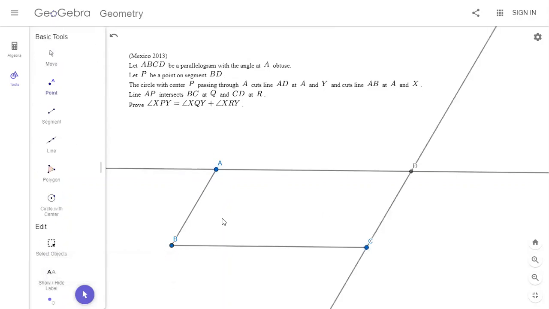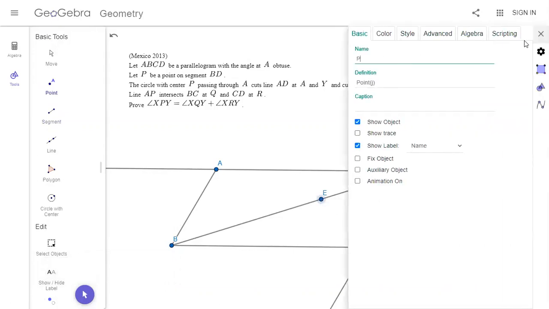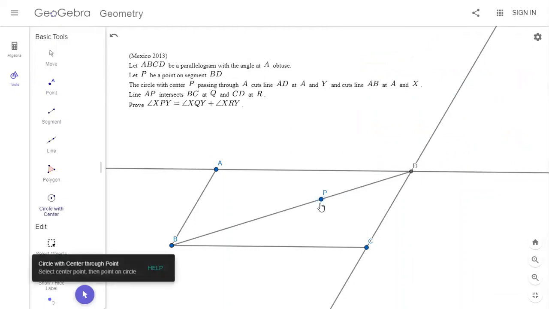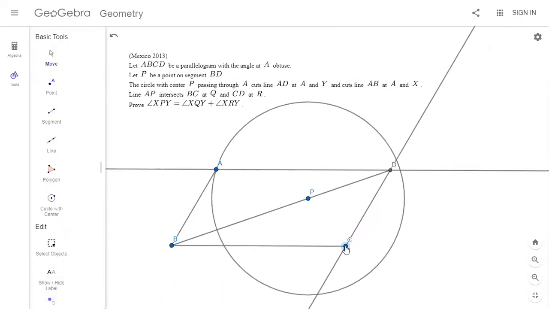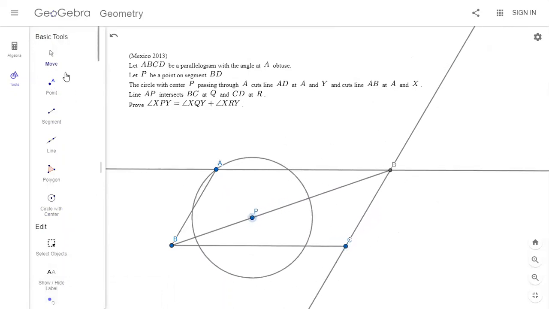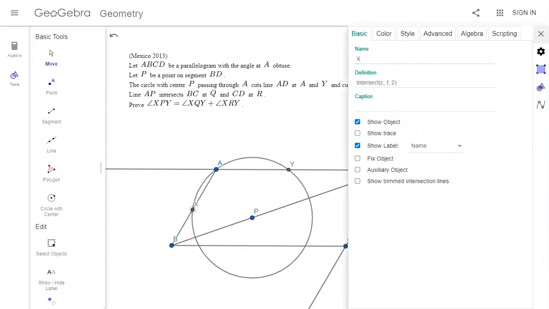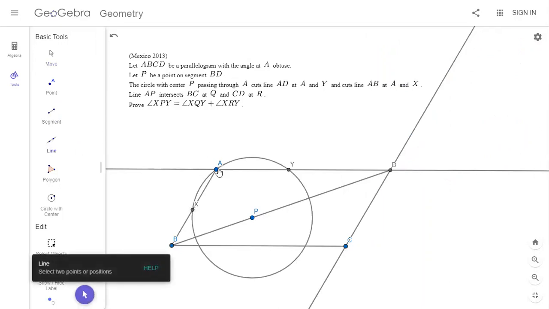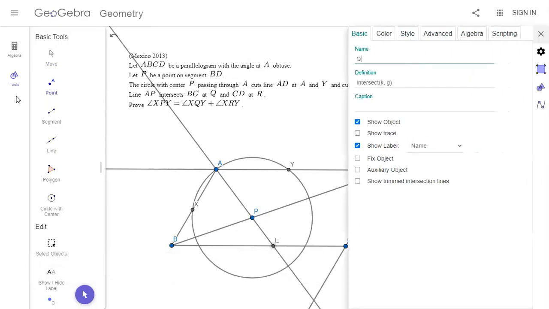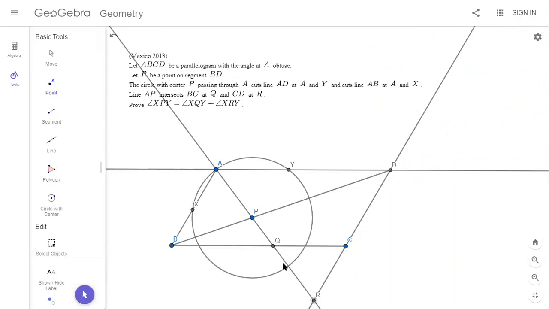So we have a parallelogram ABCD. P is on BD. The circle with center P passing through A cuts AD at Y and AB at X. AP intersects BC at Q and CD at R. And we want to show angle XPY is XQY plus XRY. So it's kind of an elegant statement.